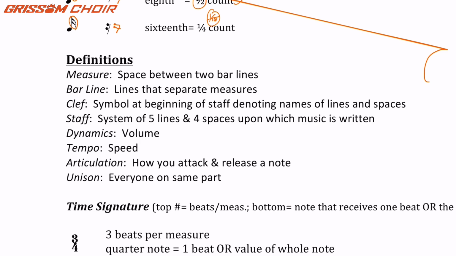Dynamics is the musical term for our volume, how loudly or how softly we are singing. Tempo is our musical term for speed, how quickly or how slowly we are singing.